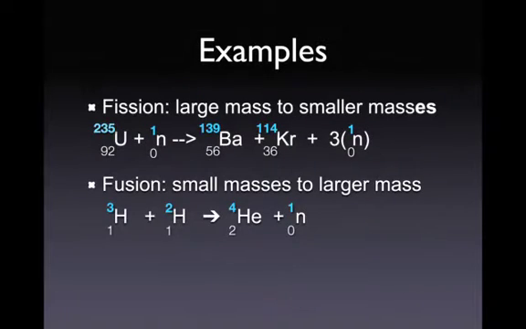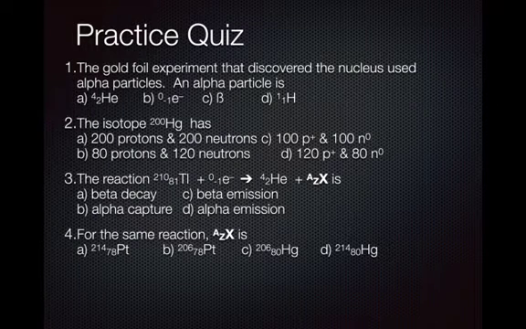So we see fission as large masses breaking down into smaller masses, and we see fusion as smaller masses being combined. The second example shows you how difficult it might be to see a fusion. But if we make larger nuclei, which we'll see with the mass numbers, then we did fusion.